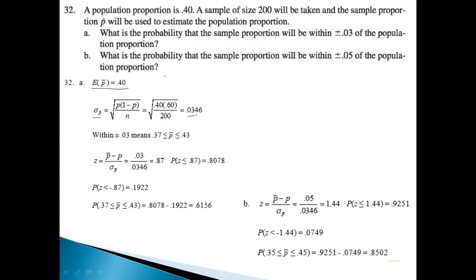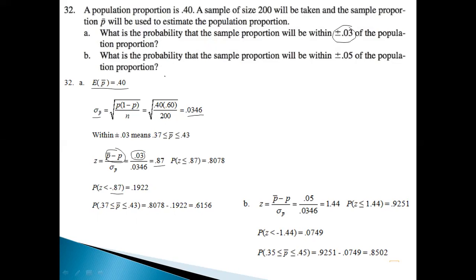Simplify all that, we get 0.0346 for sigma p. Now, we can do as we did before. We know that the difference is going to be within 0.03, so we can do the plus or minus 0.03. So once we find the plus, which is going to be the 0.87, we can also find the negative of it, and then we just subtract the two.